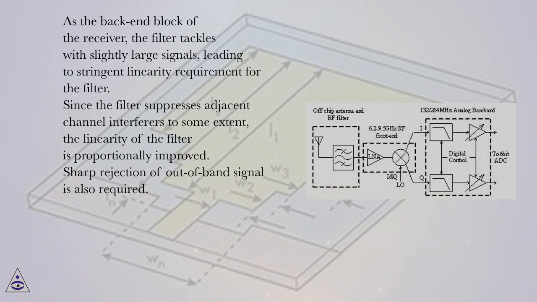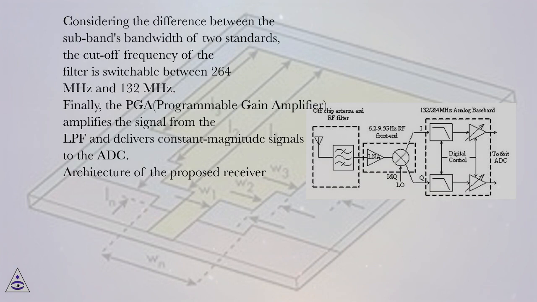As the back-end block of the receiver, the filter tackles slightly large signals, leading to a stringent linearity requirement for the filter. Since the filter suppresses adjacent channel interferers to some extent, the linearity of the filter is proportionally improved. Sharp rejection of out-of-band signal is also required. Considering the difference between the sub-band bandwidths of the two standards, the cutoff frequency of the filter is switchable between 264 MHz and 132 MHz. Finally, the PGA, programmable gain amplifier, amplifies the signal from the LPF and delivers constant magnitude signals to the ADC. Architecture of the proposed receiver.